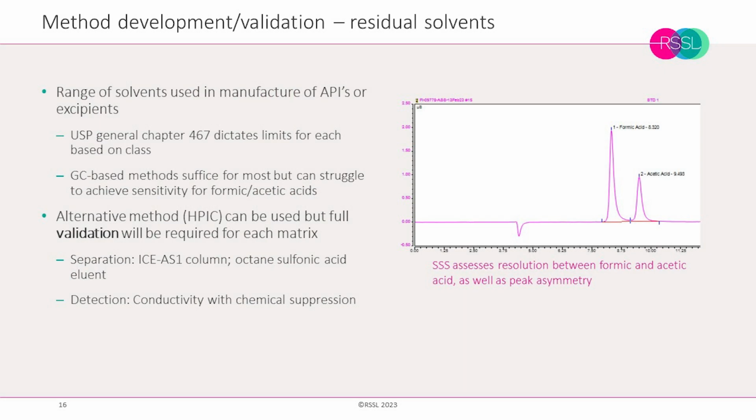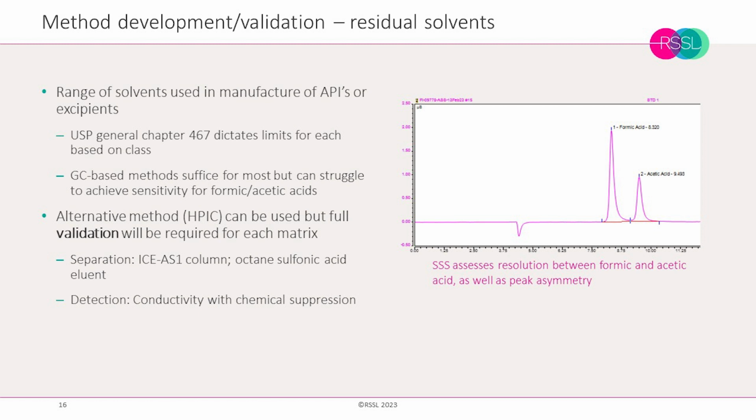Within the pharmaceutical industry, there is a need to assess materials for a range of residual solvents, depending on the specific synthetic pathway that was used in the manufacture. As such, monographs cannot specify which residual solvents should be considered for each material, and instead a general chapter provides guidelines as to applicable residual solvent limits based on the associated toxicity of each.